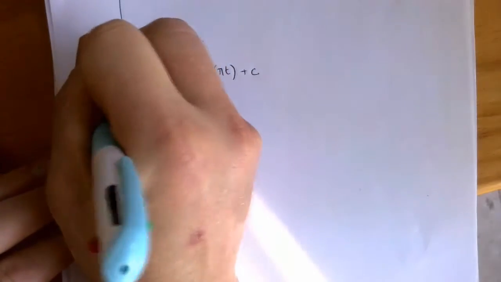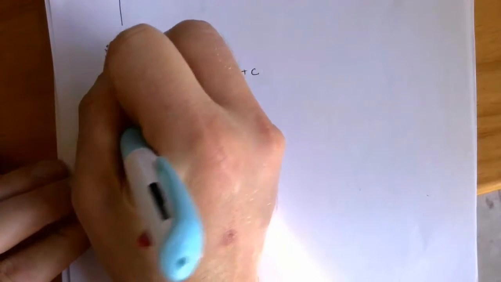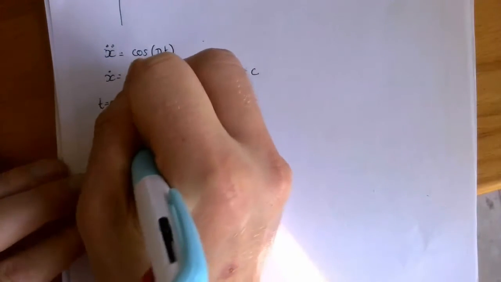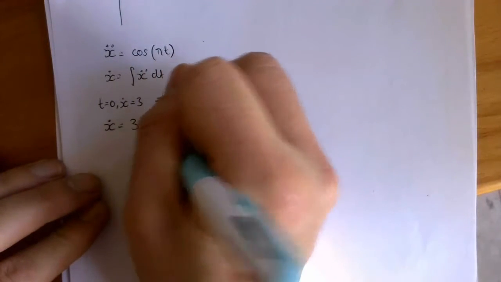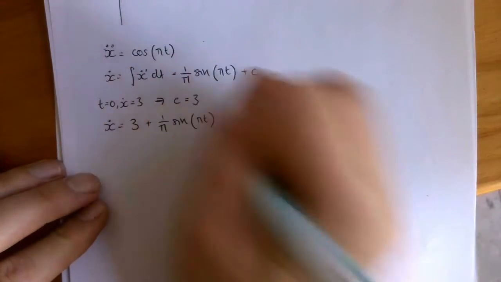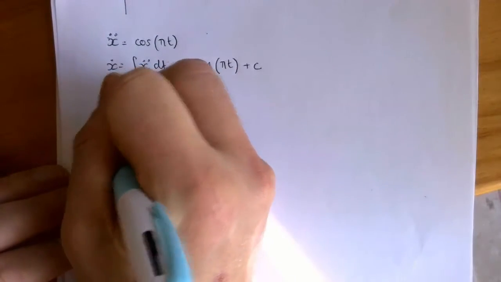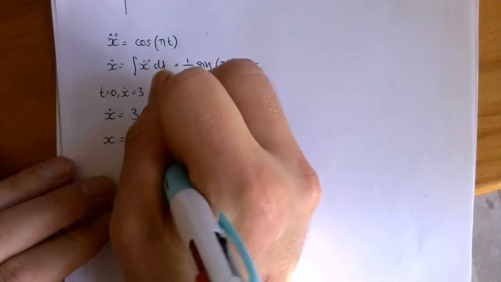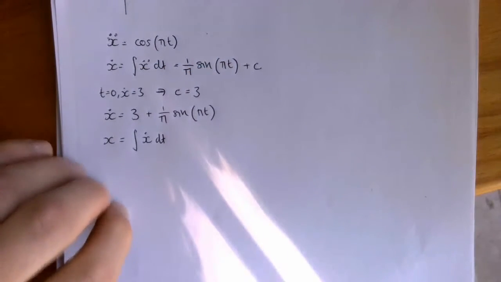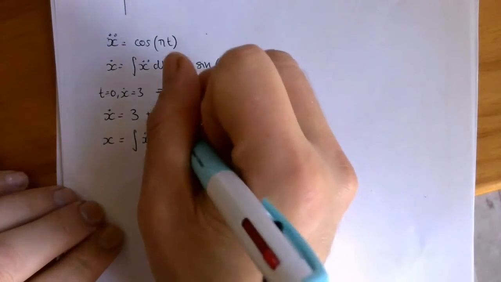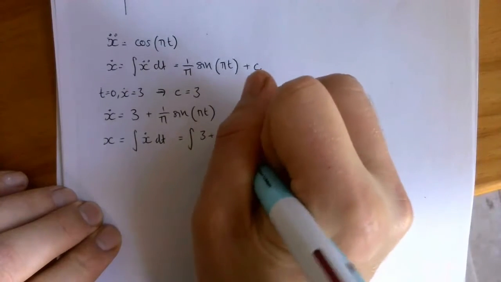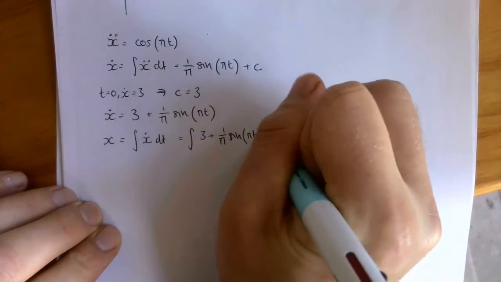We're told that the initial velocity is 3, which must mean then that c equals 3. So our expression for velocity is 3 plus 1 over pi sine of pi t. And then we're trying to get up to an expression for the position. The position is the integral or the antiderivative of the velocity. So that's the antiderivative of 3 plus 1 over pi sine of pi t dt.